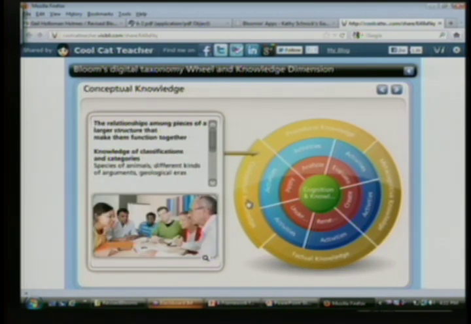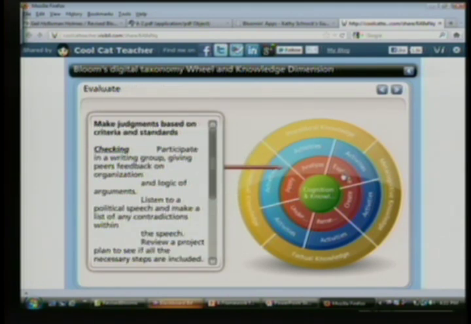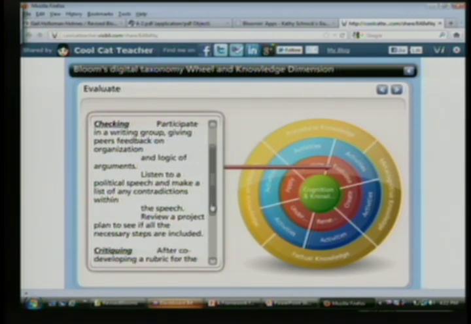Now what she does is she takes each of those knowledge dimensions and says, okay, if I want my students to be able to evaluate, what am I actually asking them to do? So if you're evaluating, I can have them work in writing groups and then give feedback to their peers. I can have them listen to a political speech and make a list of contradictions on why they agree or not agree with that speech.